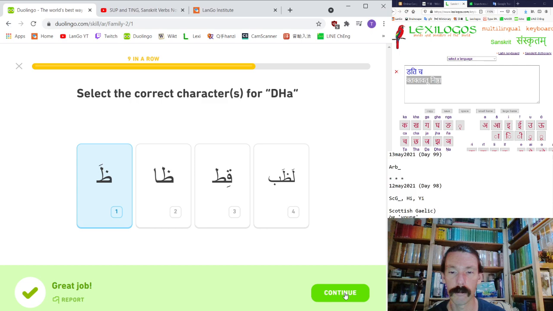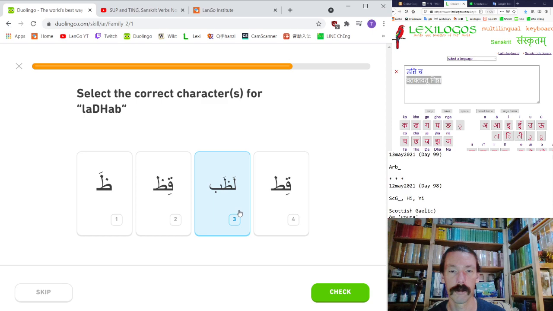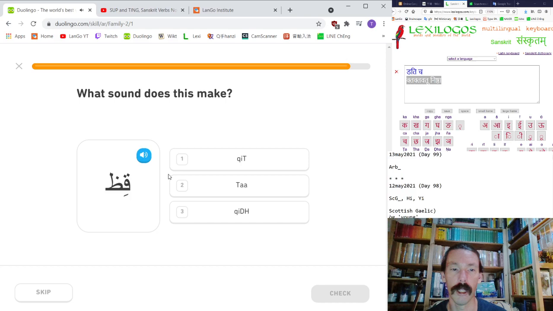Letum. Va. Levub. Three consonants for sure, right? Ba. Kit. Kiv. Kit. Okay, hard to hear, but that's what the dot above the emphatic T tells us. It's this DH letter.